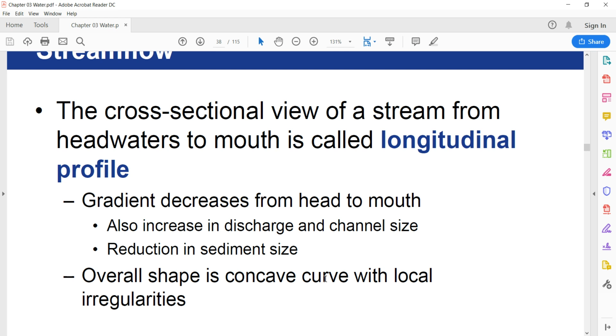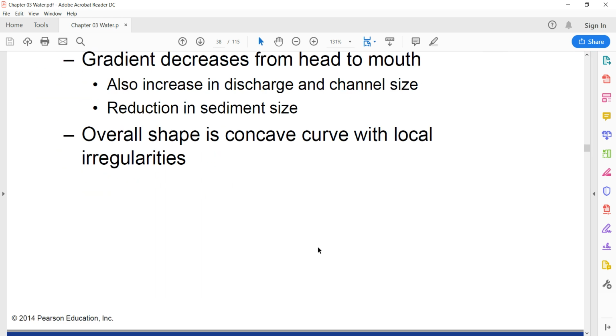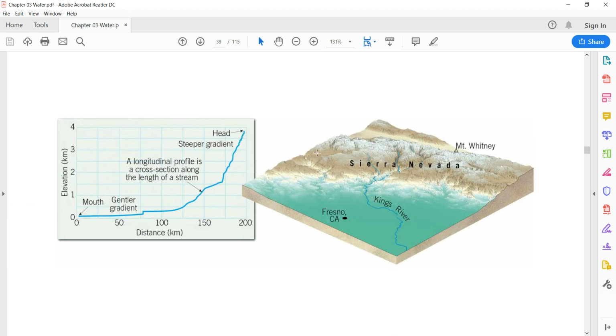Gradient decreases from head to mouth. Reduction in sediment size, overall shape is concave curve with rugged irregularities. So here it is, one profile. So this is what the longitudinal profile looks like. So this shows how the slope of the landscape is changing over which the river is flowing.